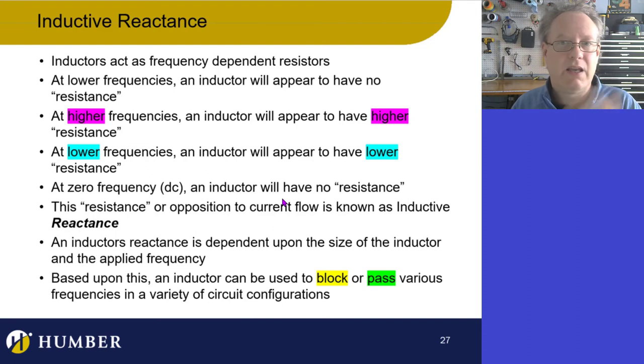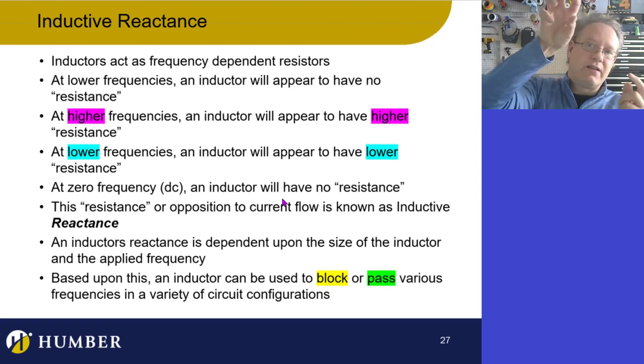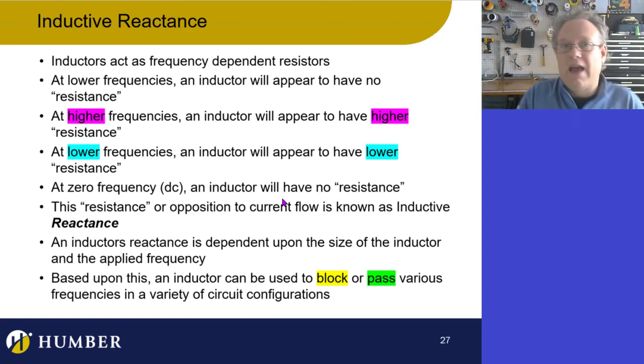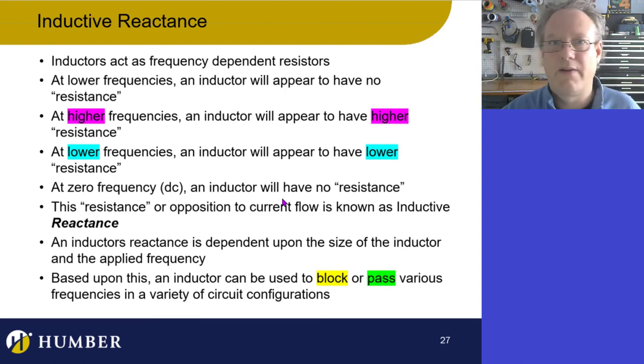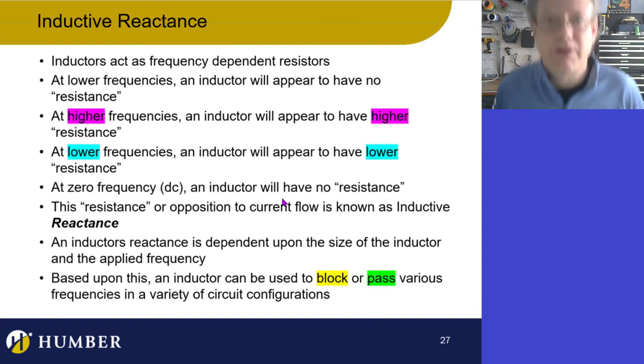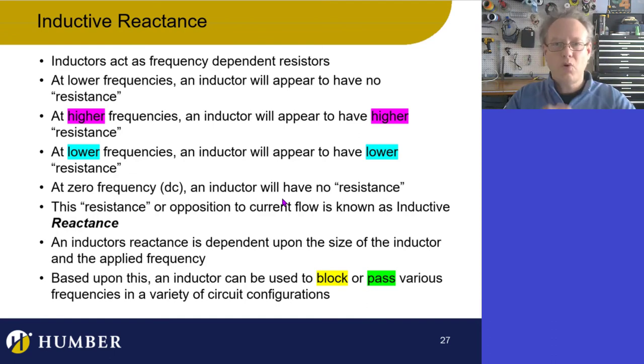Well, when we do an RL filter circuit, it's the opposite. A low pass filter has the inductor up here and the resistor here, and a high pass filter has the inductor here and a resistor there. Whatever, no big deal. I'm not going to get into that specifically because we're not going to be studying filter circuits with inductors, but just a heads up.